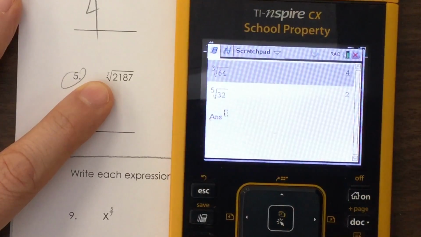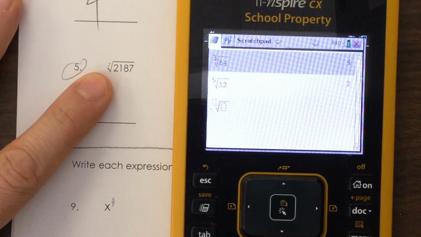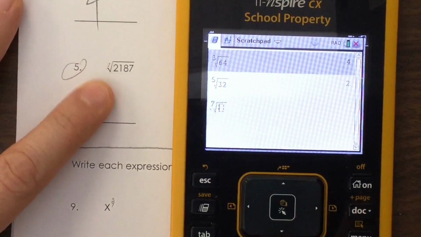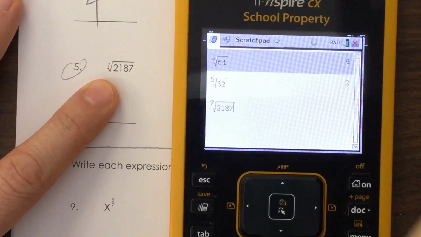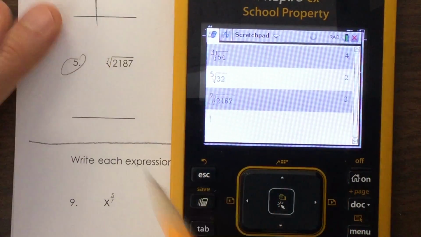Number 5, we have the 7th root of 2,187. We do Control Caret, and we put in 7. We arrow inside the radical, 2187. Push enter. The 7th root of that number is 3.